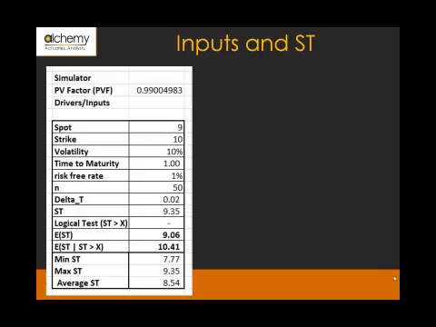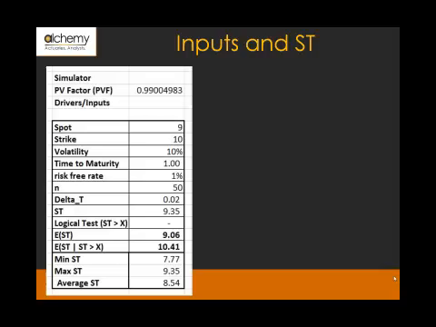When I run the simulator, I see a handful of results. I get ST, which is the final price. I also track a logical test, which is ST is greater than X. I look at the unconditional expectation of ST, as well as a conditional expectation of ST. And you can see that for the run that we did when we took the snapshot, the unconditional expectation of ST was 9.06, and the conditional expectation of ST was 10.41. Then we also calculate minimum ST, maximum ST, and average ST. That's one part of the model.